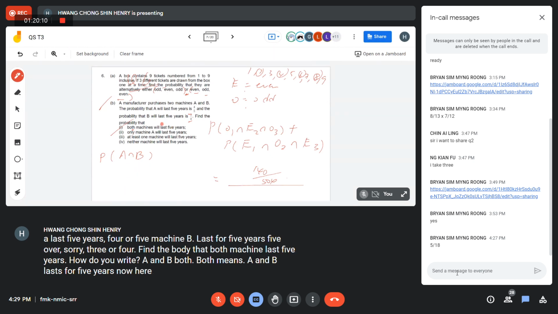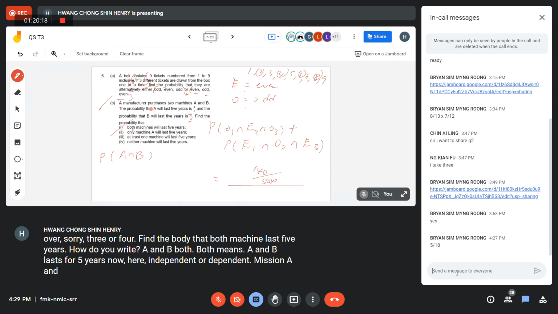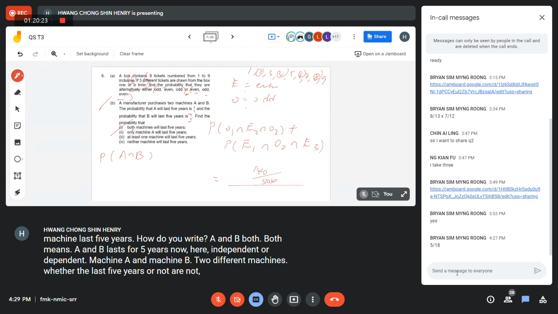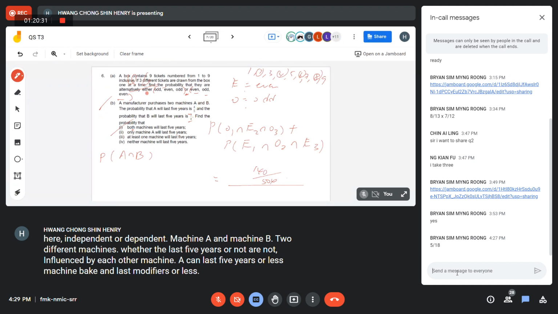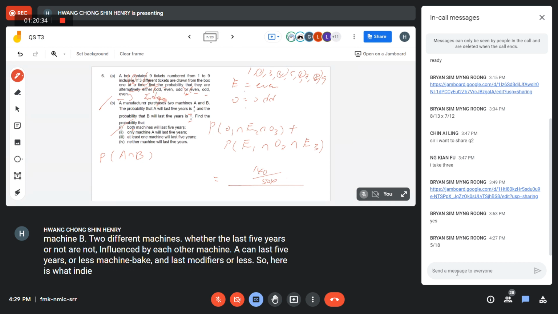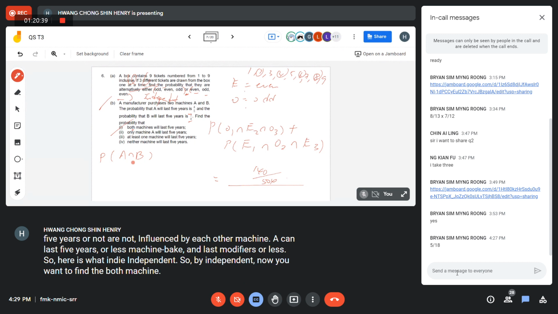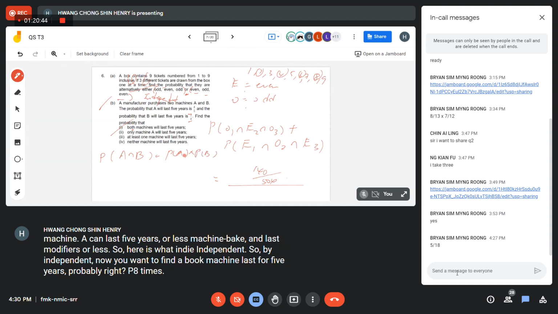Now here, independent or dependent? Machine A and machine B are two different machines. Whether they last 5 years or not is not influenced by each other. Machine A can last 5 years or less. Machine B can last more than 5 years or less. So here it is independent. So when independent, you want to find both machines last for 5 years. How do you write? P(A) times P(B).